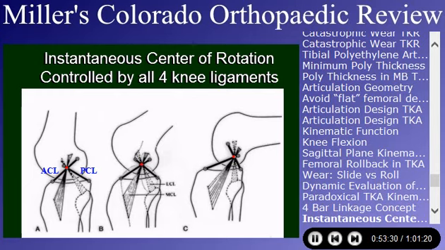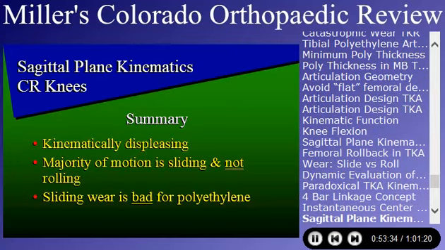So in summary, in cruciate retaining knees, when you take out the ACL and you change your joint line maybe 1 or 2 millimeters, you have very kinematically displeasing motion. It is a paradoxical sliding motion and rolling. The majority of the motion is sliding and not rolling. And the sliding wear is bad for polyethylene, which we talked about in that earlier study. So that's one other factor about this catastrophic wear. And we still have that problem.